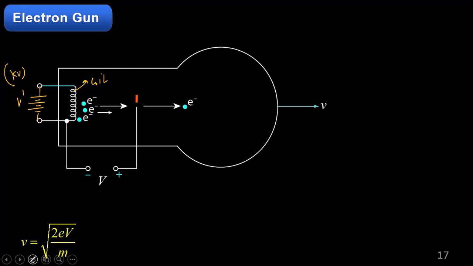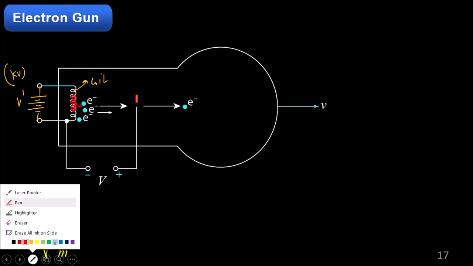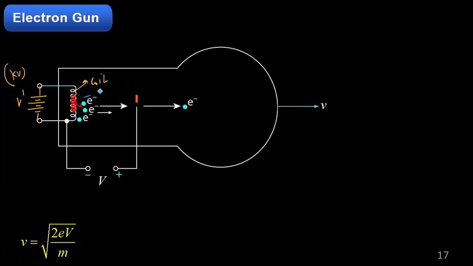That means I am supplying a large amount of current to this coil. Because of the large current, the coil will be heated up, and because of the heating, some electrons will be released. Some electrons will come out. The removal of electrons at high temperature is called thermionic emission. So these electrons are emitted because of thermionic emission. Now the electrons that have been ejected from this metal coil would have very low speed. Once you get these electrons, your intention is to increase their speed.